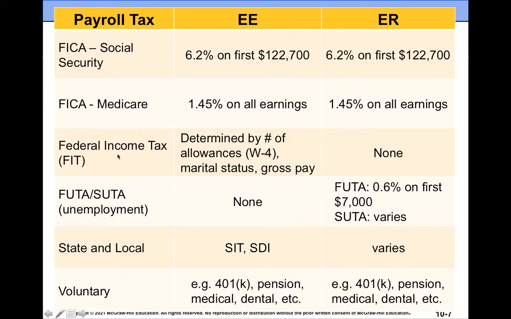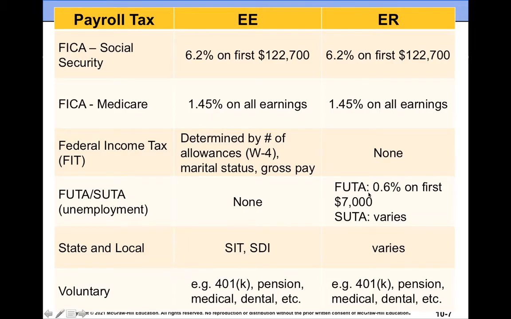FIT, which is the federal income tax, has no one percentage. It depends on 3 factors: the number of allowances, which we claim on the W-4; our marital status, where in general married people pay lower FIT than single people; and the amount of money we make. The more you make, the more you pay. The company does not pay FIT for us. We pay it ourselves.